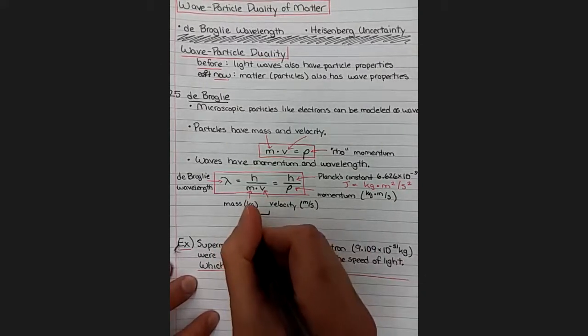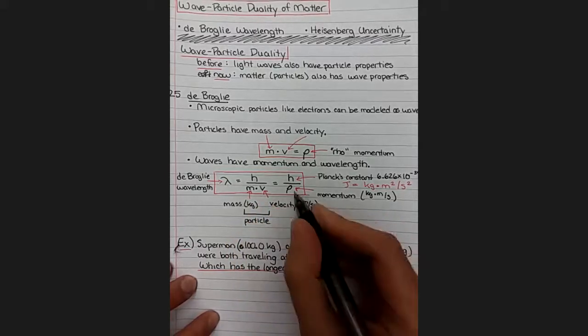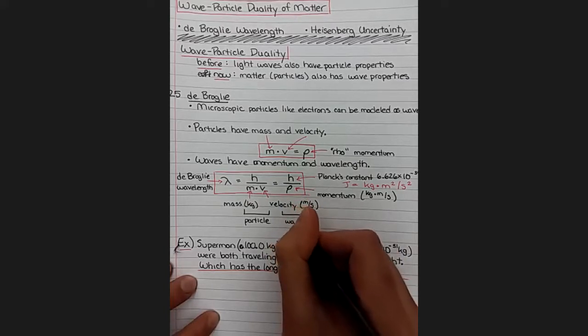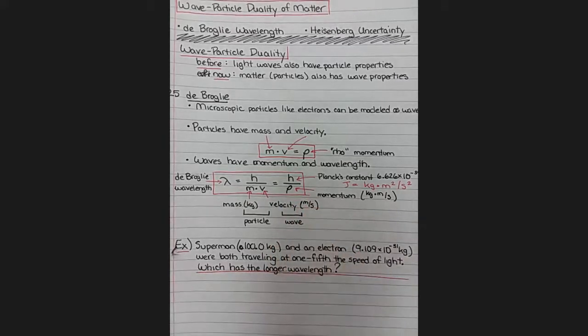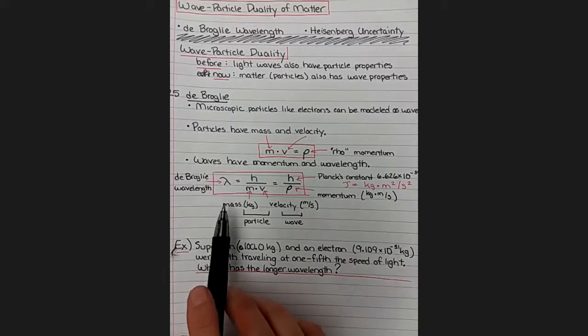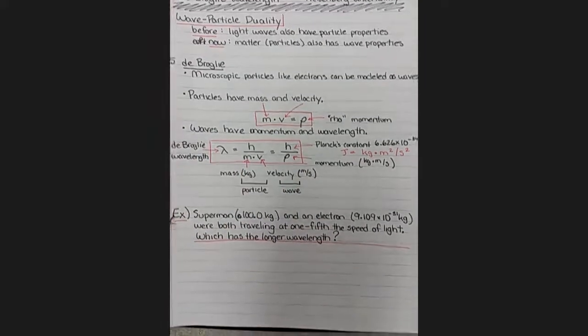So this half is more of a particle representation, and rho, which is more of a wave property, this is more of a wave half. So trying to describe particles and waves with a wavelength. So let's do an example to see how this might be a useful formula to use to model a particle of matter as a wave.